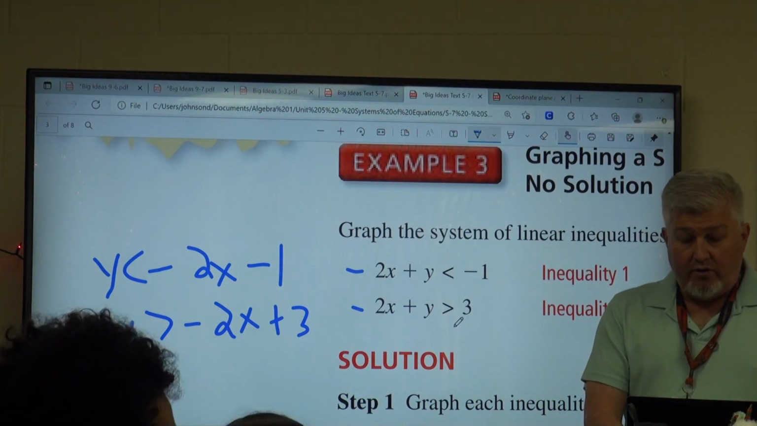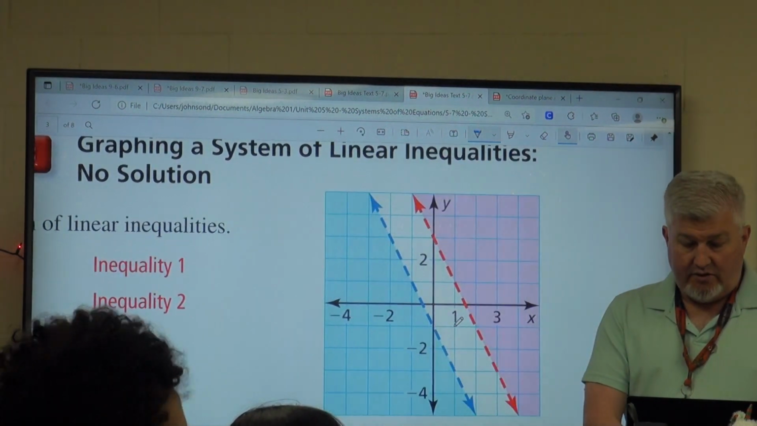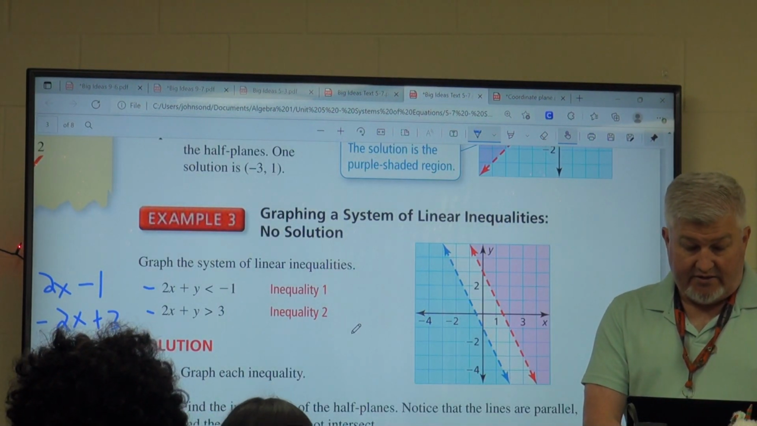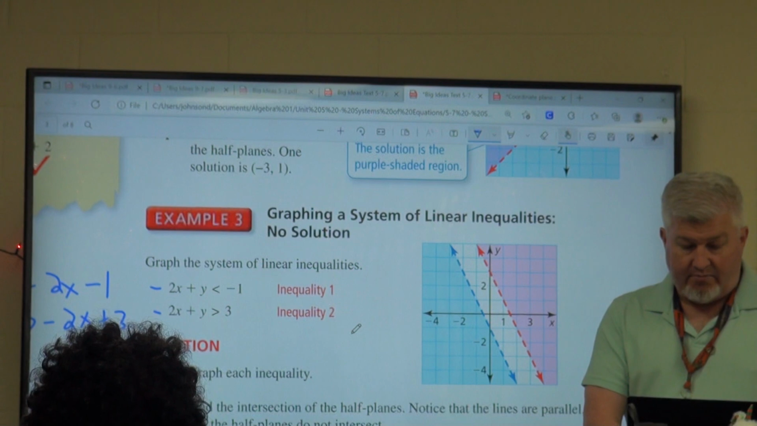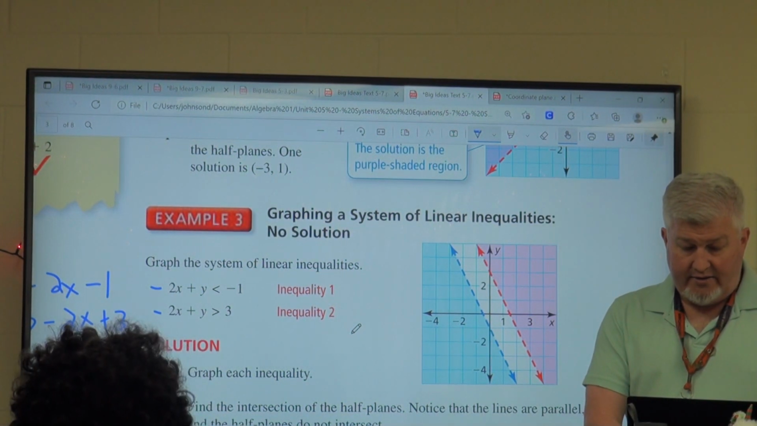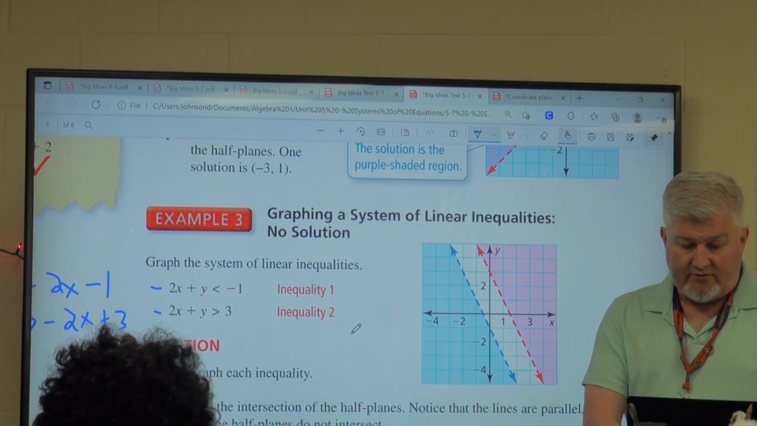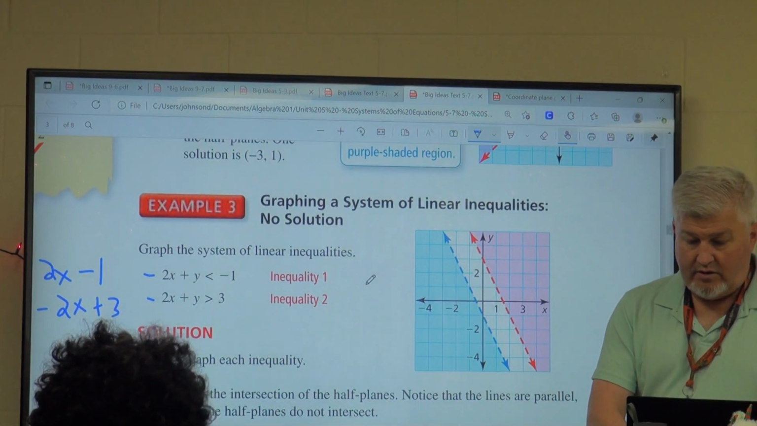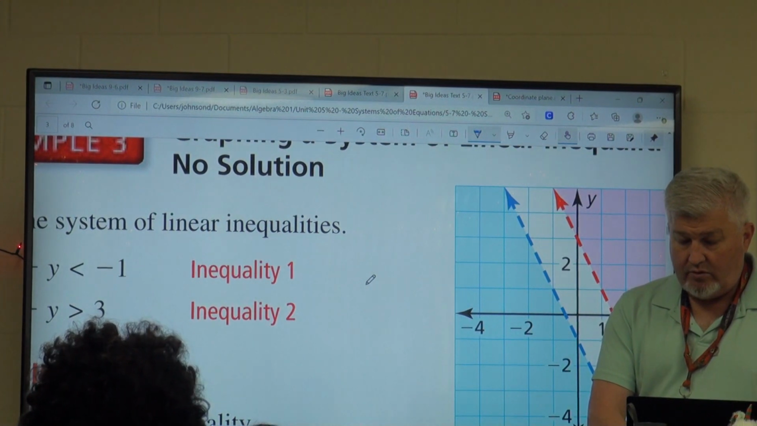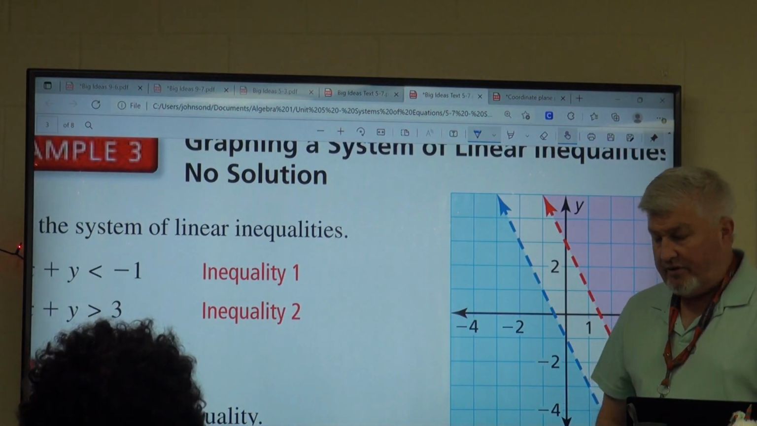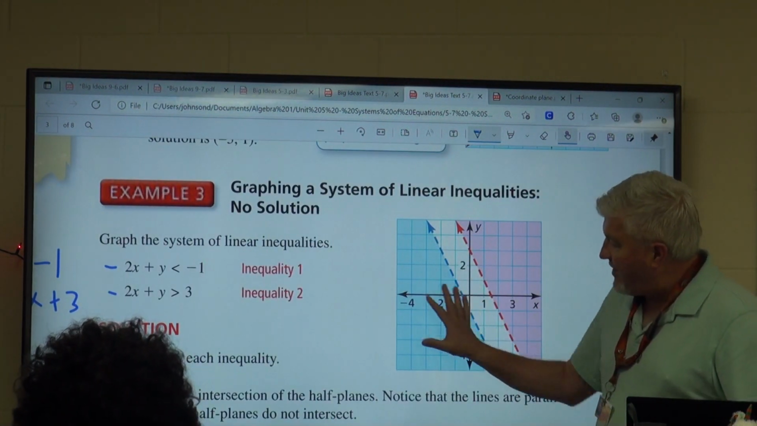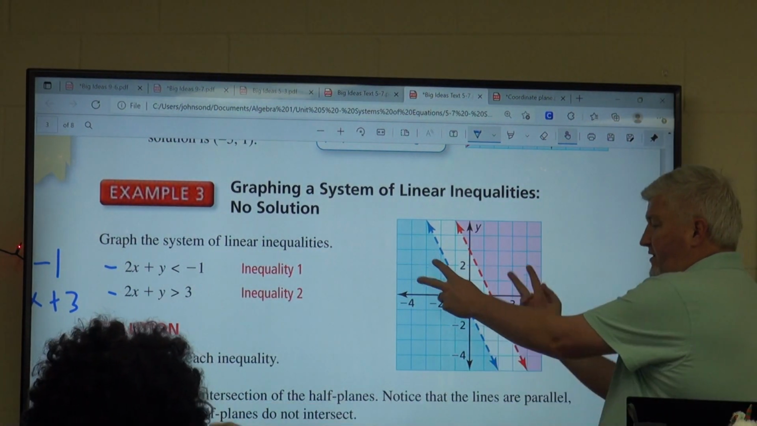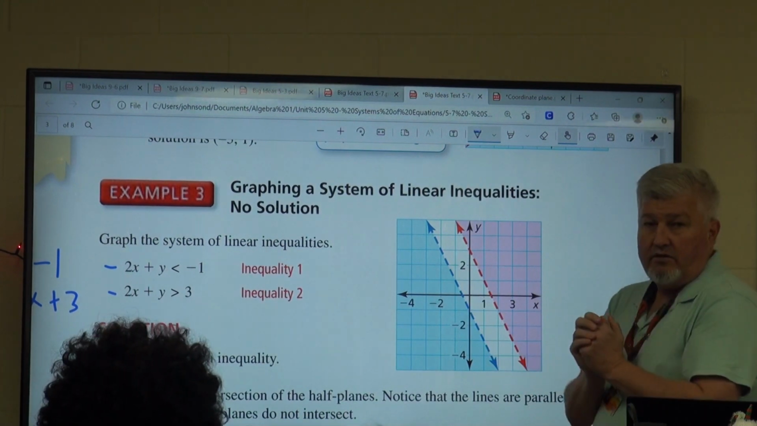So, when you graph those, the one in blue is y equals negative 2x minus 1, and the one in red is y is greater than negative 2x plus 3. Because the one that's blue is less than, it's everything below it. This is greater than, it's everything here. As you can see, these two never intersect.